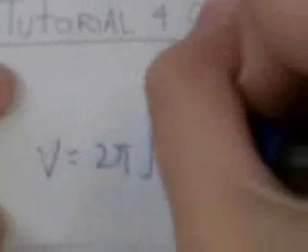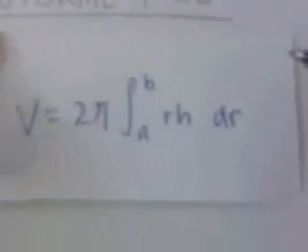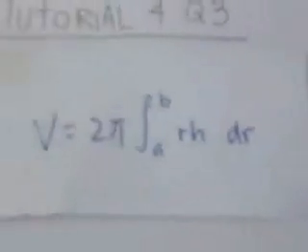Tutorial 4, question 3. Given that V equals 2 pi integral from A to B of R H dr, where the values of R and H are given in the following table. The limits of B and A are shown in the table. This is the upper limit B, which is 6, and this is the lower limit A, which is 0.